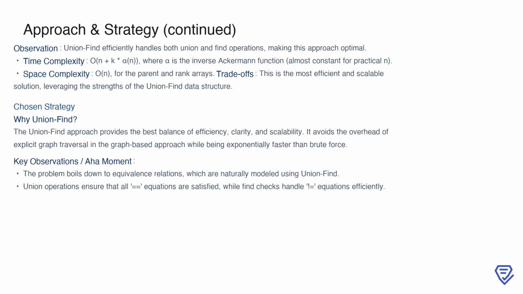Its ability to elegantly handle both equal sign and not-equal-to sign equations makes it the most scalable and robust solution for this problem. By leveraging this data structure, we can confidently address the problem's constraints while minimizing computational overhead. This efficiency and simplicity are key reasons why union find becomes the ideal choice for this problem.